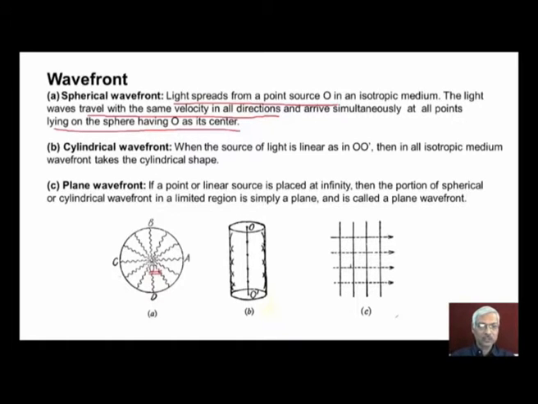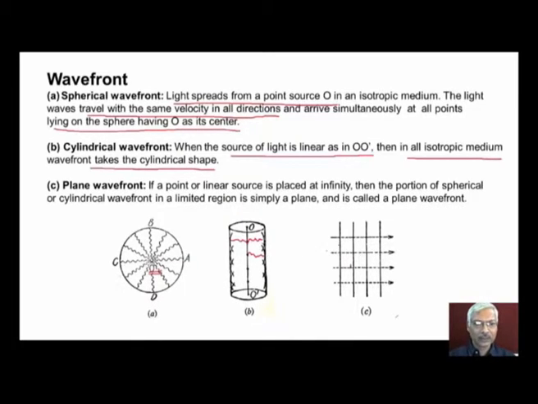Now let us assume that the source of light is in the form of a linear shape O dash. If this is the case, then in an isotropic medium, the wavefront takes the cylindrical shape. So we get the waves from this source, and they will be moving in all directions. Then this front of waves is known as cylindrical wavefront.